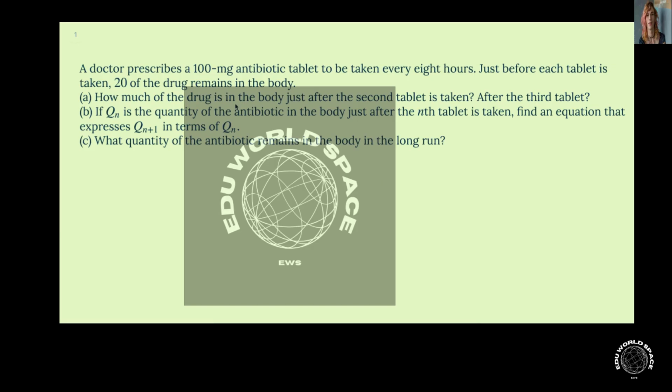A doctor prescribes 100 milligrams of antibiotic to be taken every 8 hours. And just before each tablet is taken, only 20% of the drug remains in the body. That's 20%, not 20 milligrams.